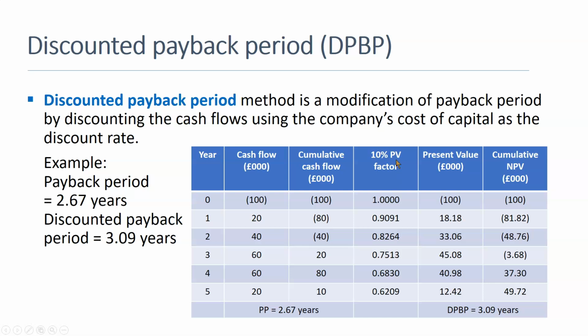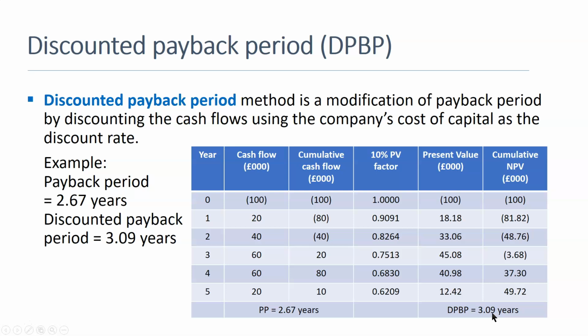If, however, we apply the cost of capital as the discount rate, let's take, say, 10%, we can work out the relevant present value factor for each year and calculate the present value of these cash flows, taking into account the time value of money. Then we can calculate the cumulative net present value of these cash flows and calculate the modified, the discounted payback period, which happens to be just over 3 years.